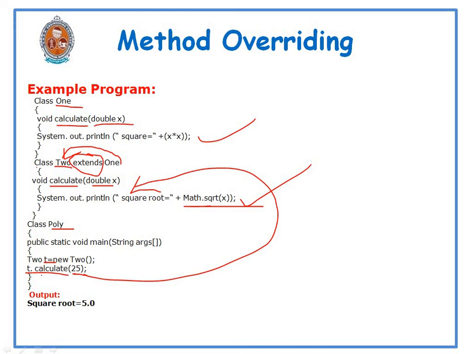That means when we call the method with the object, t.calculate(25), the actual parameter 25 is copied into x and the square root of x is 5.0. So after performing the task defined inside the calculate method, again the control goes back to the calling method, and finally we get the output: square root equals 5.0.